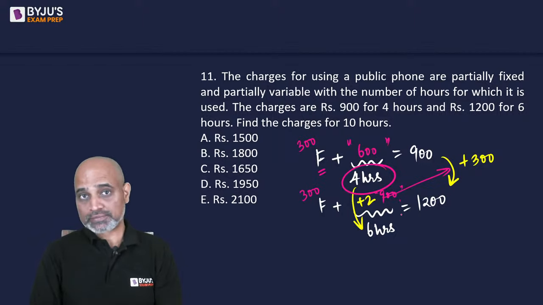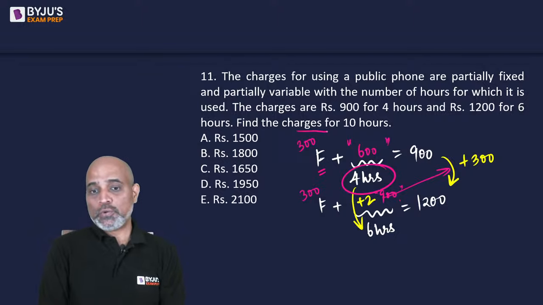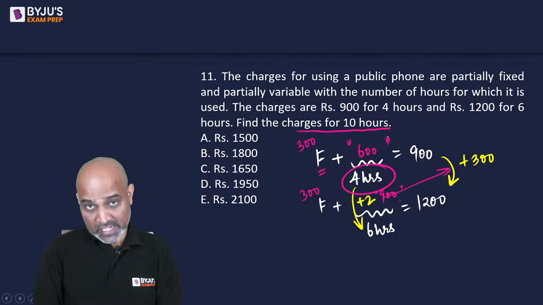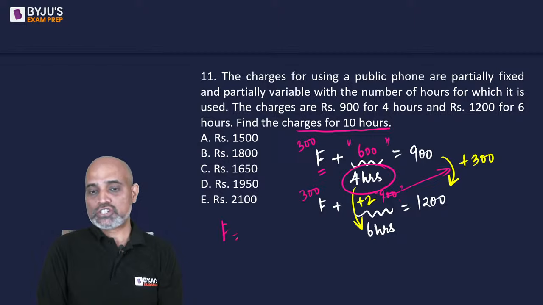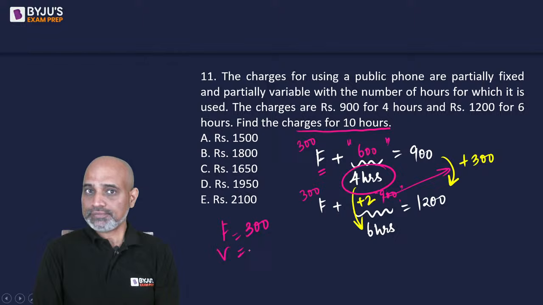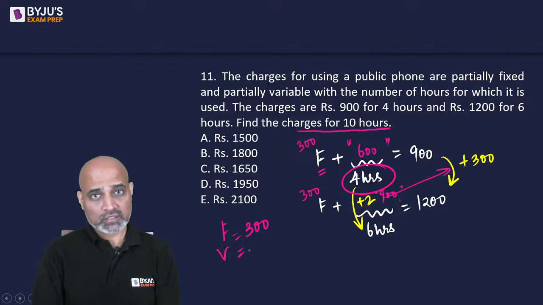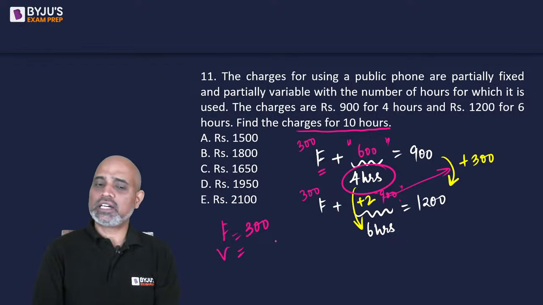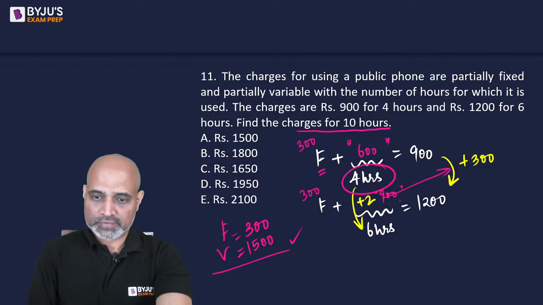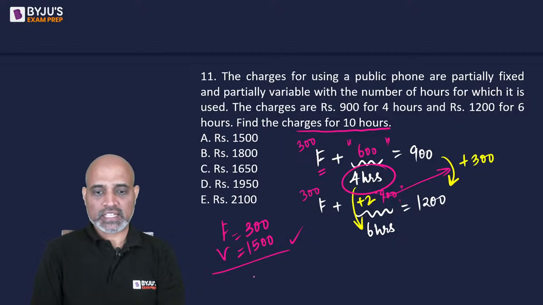Everything makes sense. Now, if you are going to be using it for 10 hours, you are going to have a fixed charge of 300 for sure. And how much will the variable be? For 2 hours, it is 300. Right? So for 10 hours, how much is that going to be? 1500? 5 times? So what will be for 10 hours total charge? 1800.